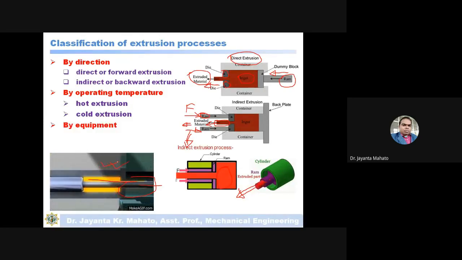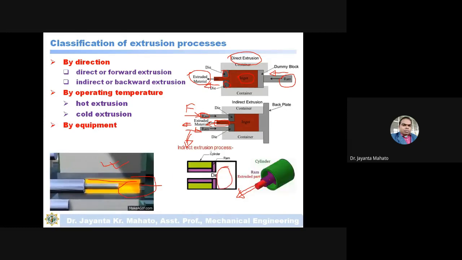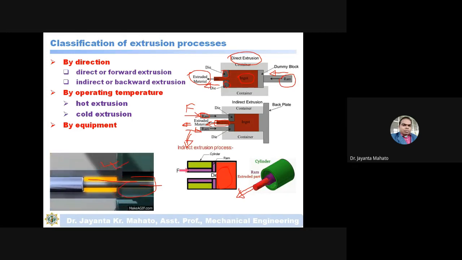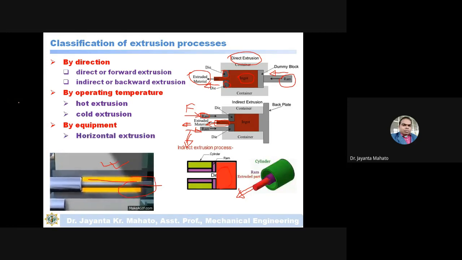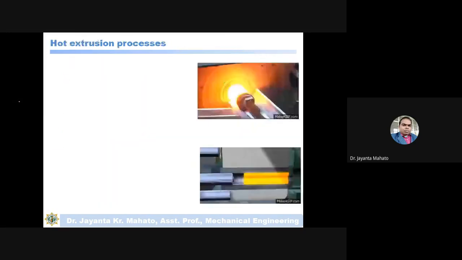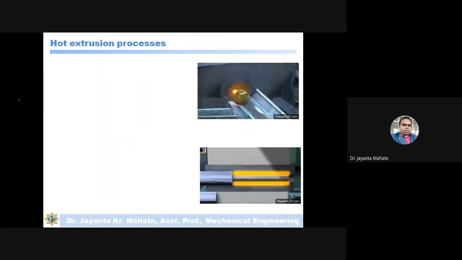Okay. And by the equipment, means if the extrusion process is carried out horizontally or vertically, according to the arrangement of the equipment, it is of two types. One is horizontal extrusion and another is vertical extrusion. Okay. So now what is the hot extrusion process?